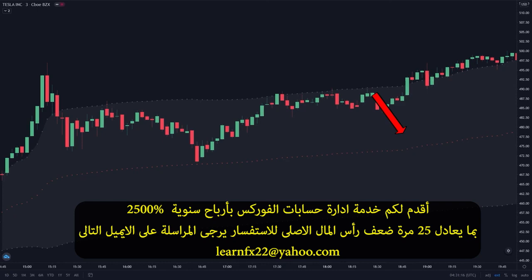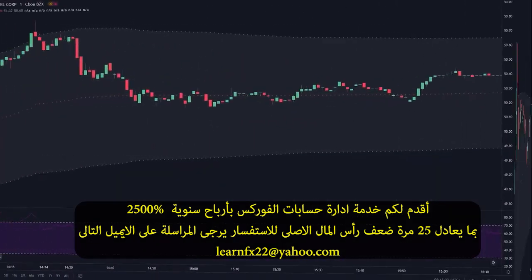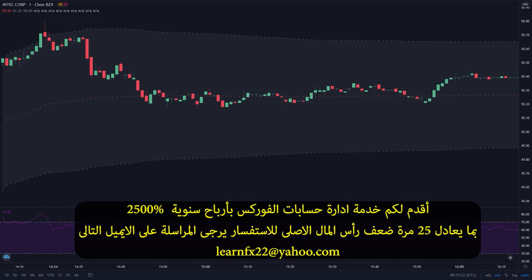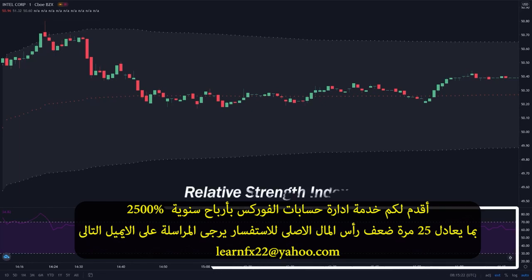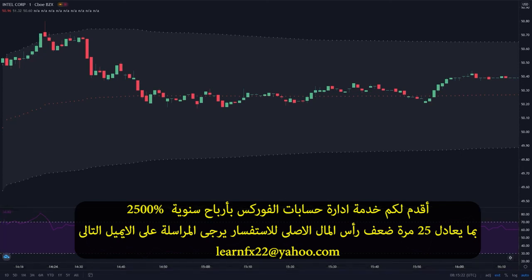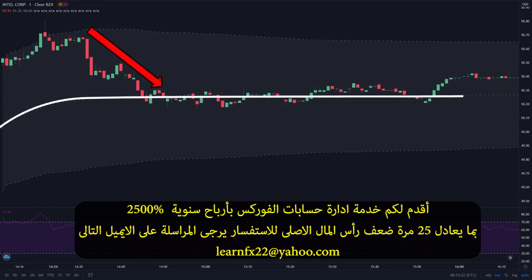Another way to utilize the VWAP to its maximum potential is by combining it with another indicator such as the RSI. So let's analyze this chart. You can see that there's a strong price movement downwards towards the VWAP middle line. You can also see that the RSI hits the oversold levels.